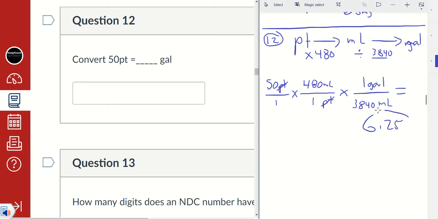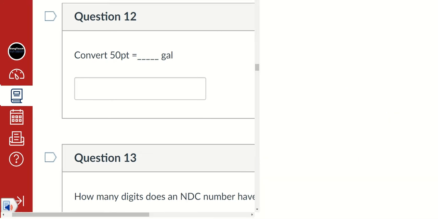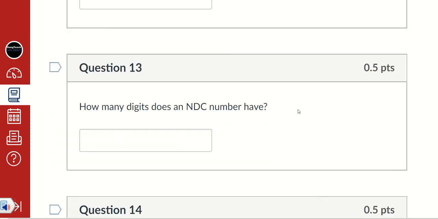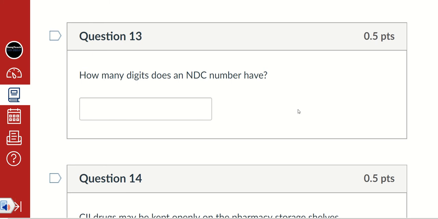We can go with okay. Hmm. Let me check that for you guys. What'd you get? 6.25? Second time's a charm. Number 13. How many digits does an NDC number have? 10. 10 digits. Very good.